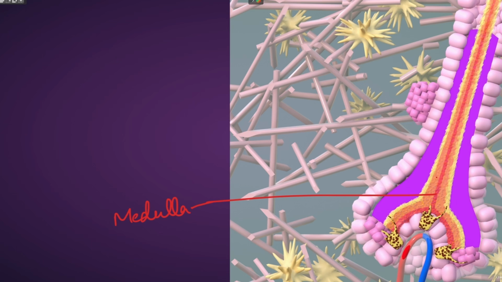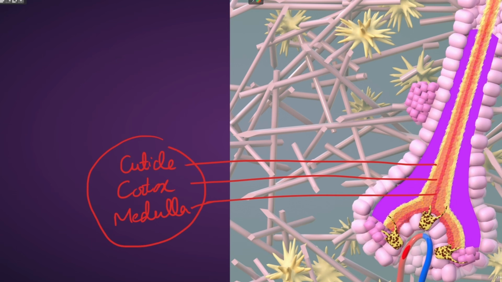So this is not present in thin hairs. And outside it is the cortex of hair, and outermost a thin layer of, you can say, diagonally arranged flattened cells that is called the cuticle layer. So all these three layers are the layers of the hair shaft or hair strand.